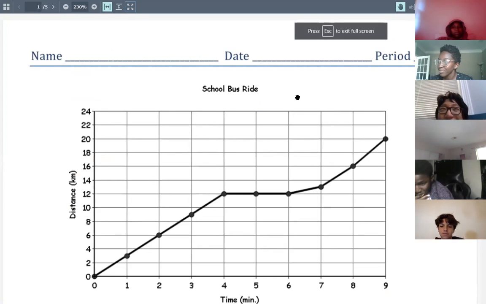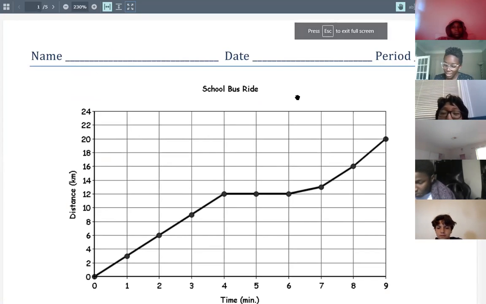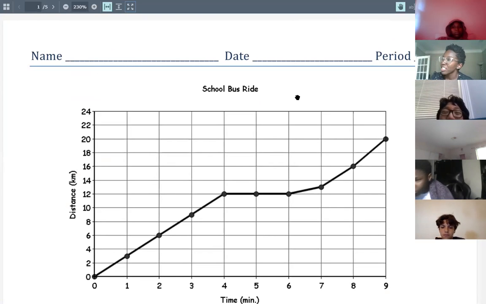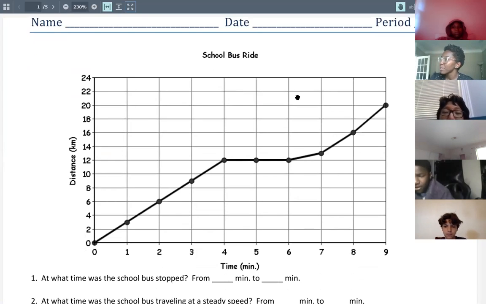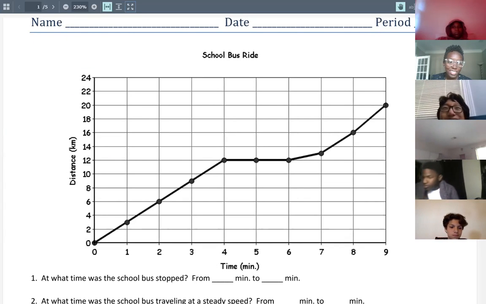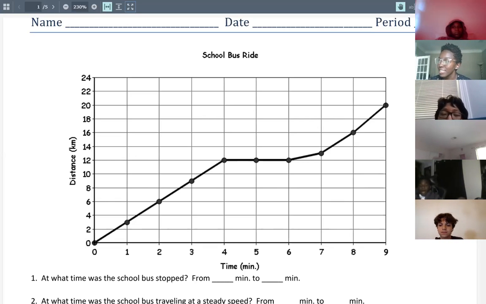So it looks like this. All right, a couple questions to start. First question is, could someone please tell me what is on the x-axis? Time. Time, very nice, Joao. Yes, time is on the x-axis. And then on the y-axis, we have distance in kilometers, okay?